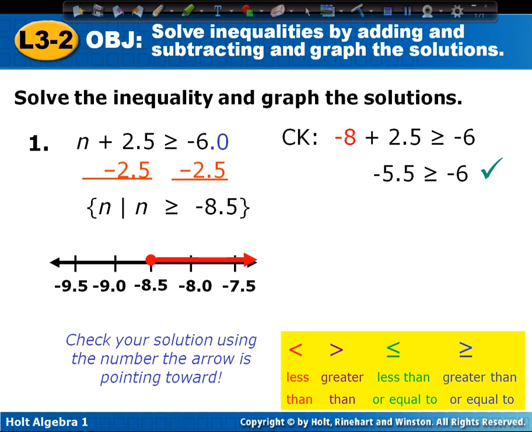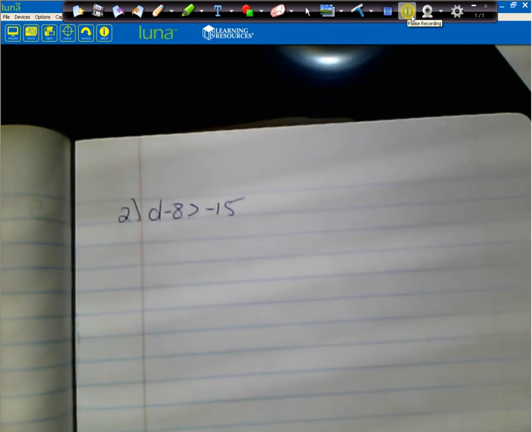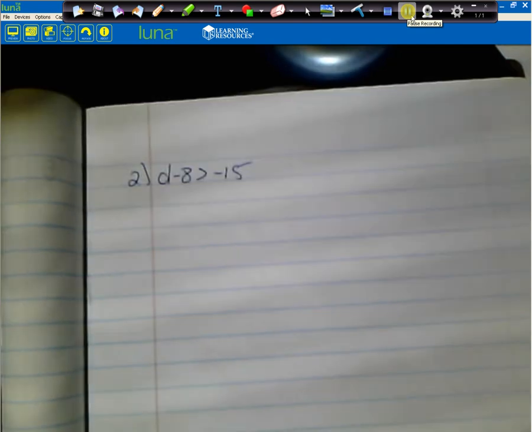Take a minute, make sure you have the solve, the set, the graph, and the check written for problem number 1. All right, go ahead and make sure that you have number 2. Okay, number 2 I'm going to show you on paper. Again, you should have it written down.